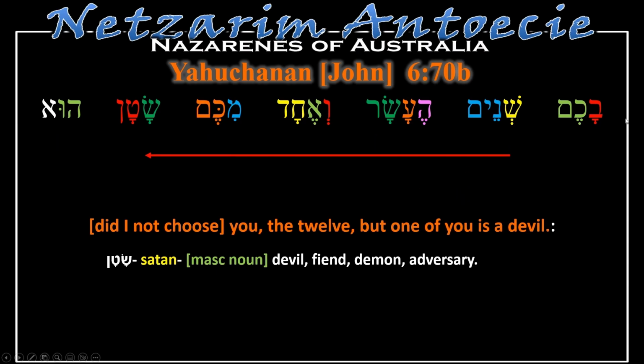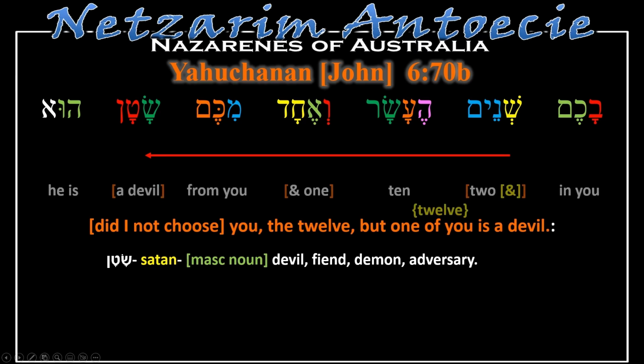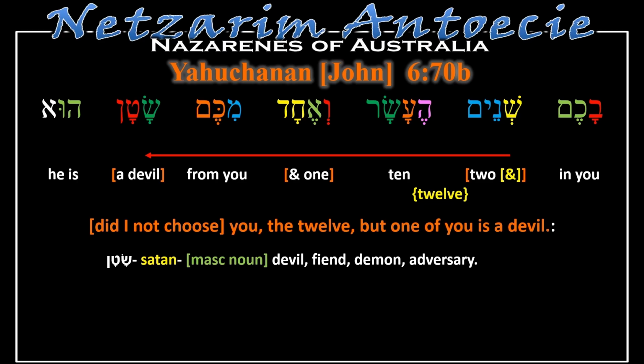So let us read that. Va-kem, sheneim, he-a-sar, ve-echad, mi-kem. Satan, who? In you, 2 and 10, 12, and one from you, a devil he is.